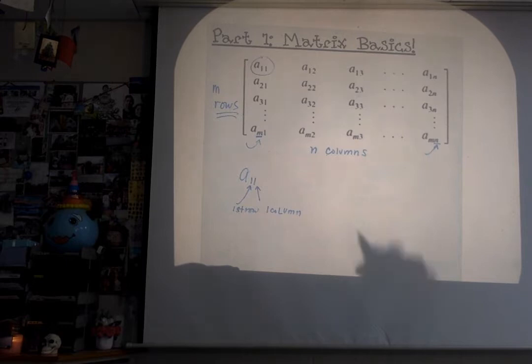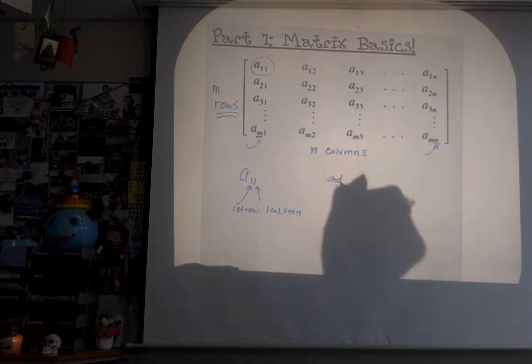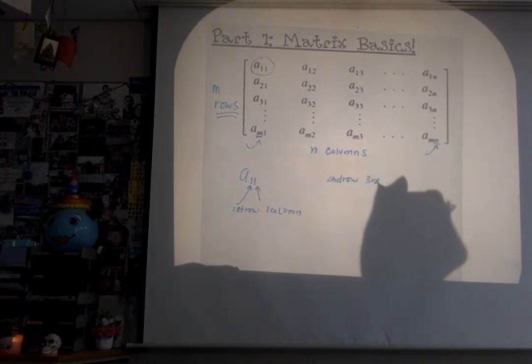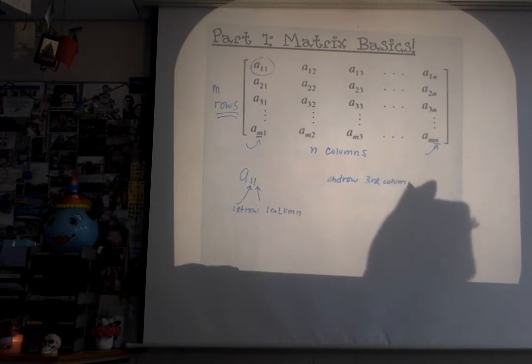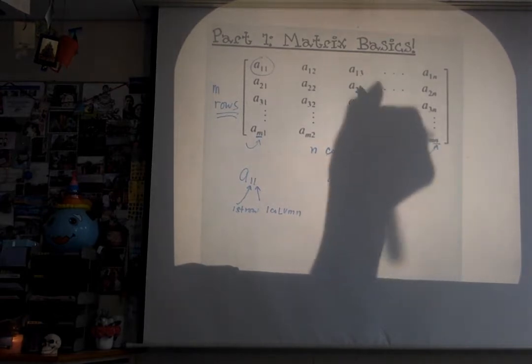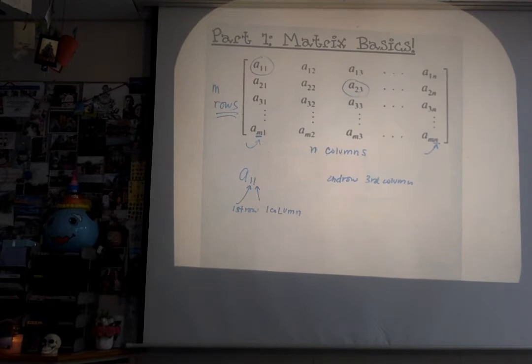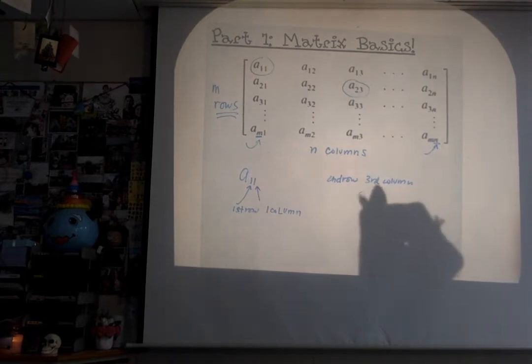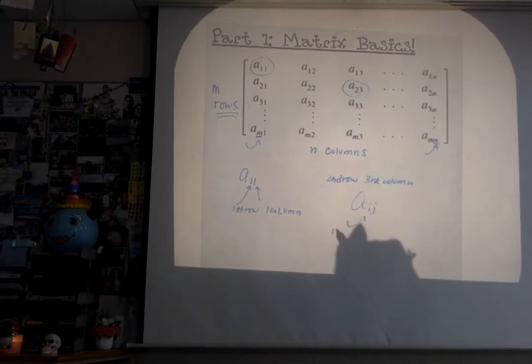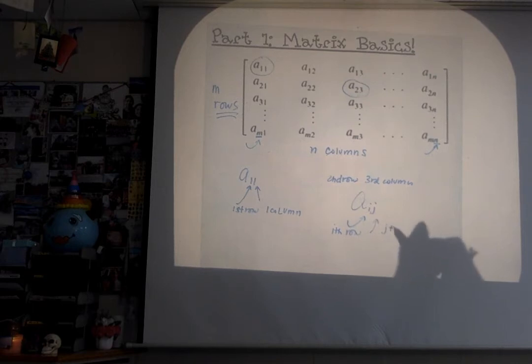Where is second row, third column? Which one is that? Go ahead and find it. Did you pick this one right here? Yes, I hope so. So I'll summarize that for you. A sub ij: i is the row, j is the column. That's how we always identify an entry.